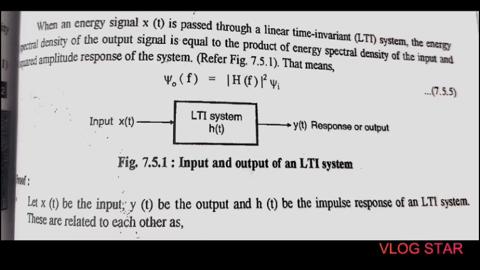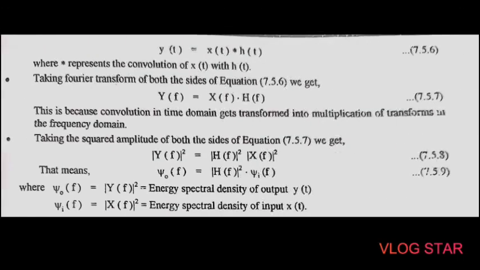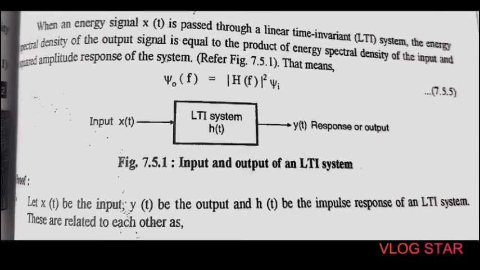Okay, so here this property states that psi of y of f, that is the ESD of the output, is equal to the product of the energy spectral density of the input and the square amplitude response of the system, that is mod of H of f square. And here psi of x of f is for the input signal, that is, we can say, the energy spectral density of the input. Okay, so here let us see the proof of the given statement. So here we know that h of t is the impulse response of an LTI system.